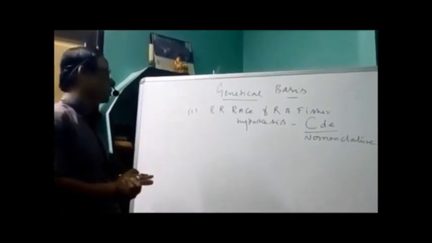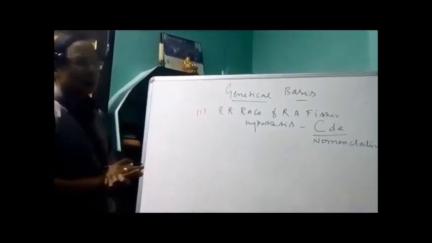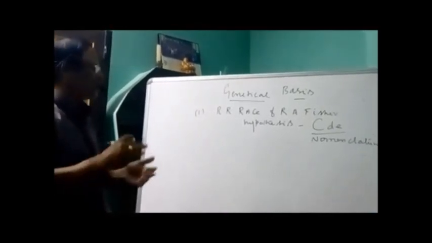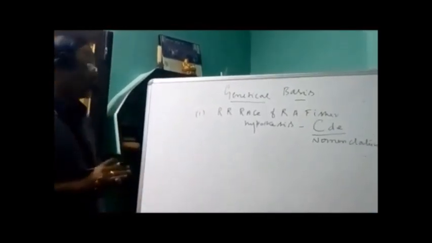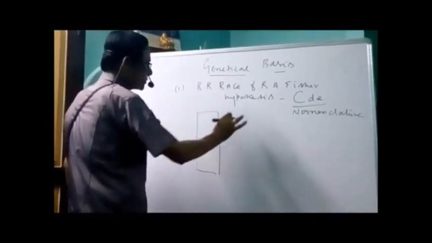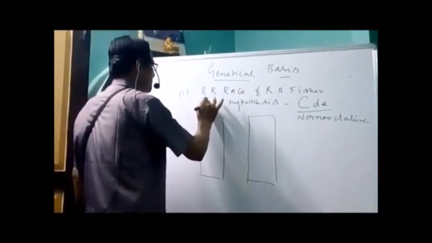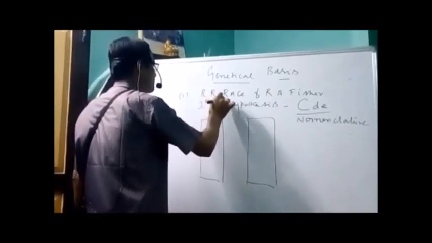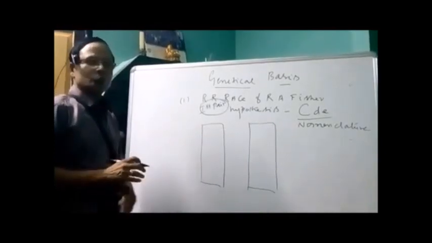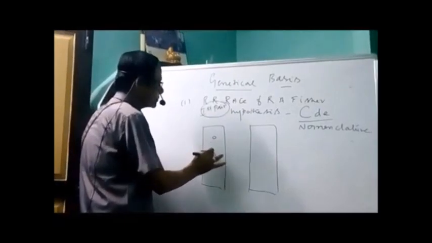Actually, what does CDE nomenclature mean? According to these two people, there are three different pairs of alleles present in three different loci of chromosome number 1. So I am taking, for example, the homologous pair of chromosomes. This is the first pair of chromosomes. In the first pair, I am drawing two homologous chromosomes having three different loci.